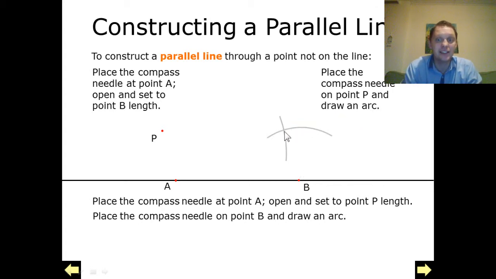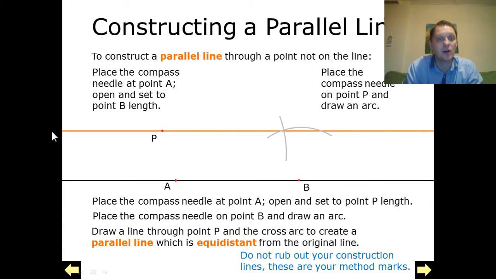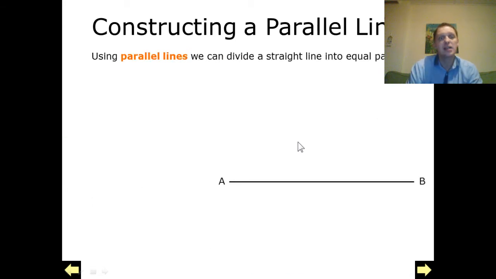So now it's created an arc across. We are going to simply take a ruler and we're going to draw a line going straight through our point P, which was given, and crossing our crossed arcs. And that has now created a parallel line which is crossing through the point which is not on the line. So we can also use parallel lines to problem solve when maybe we are faced with this type of problem.